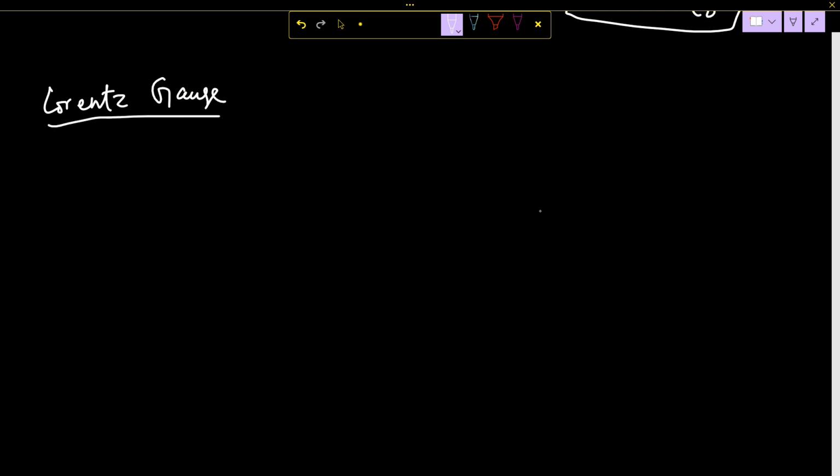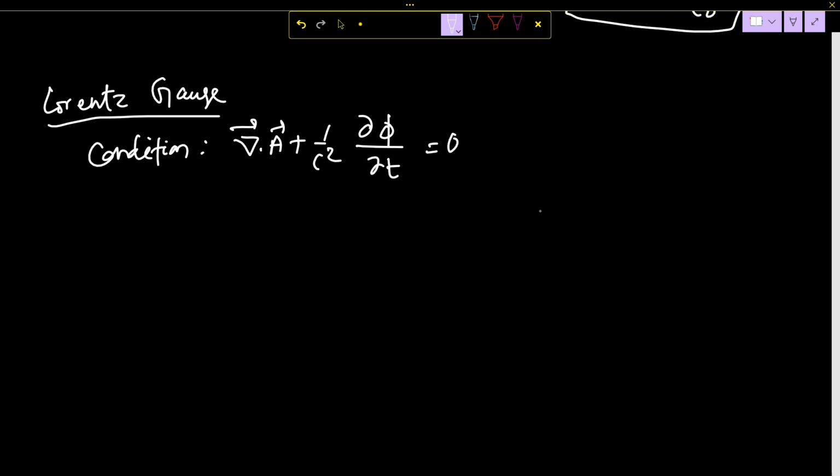Next is the Lorentz gauge. See, Lorentz gauge condition is del dot A plus 1 by c square del phi by del t is equal to 0. Okay. So 1 by c square is what? We know 1 by c square is mu naught epsilon naught, isn't it? Okay. Mu naught epsilon naught.